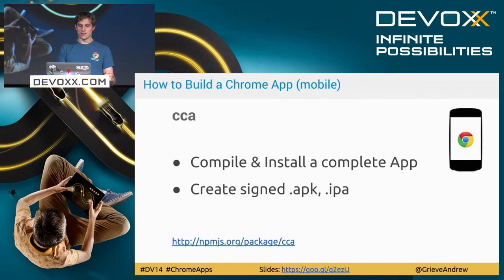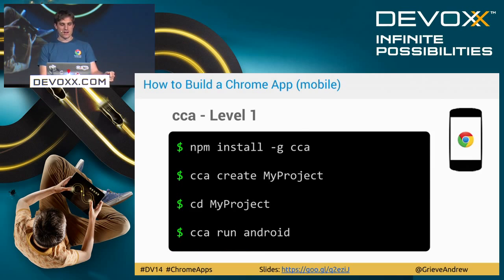So CCA, that's our command line tool for Chrome apps. It can create fully functioning APKs and IPAs, Android and iOS applications, and you get it out of NPM, Node's package manager. So level 1, here's what you could do to use it. NPM, which of course I didn't list, but you would need that installed as well if you don't have it already. Install CCA, CCA create project, go into your project, and then CCA run android.